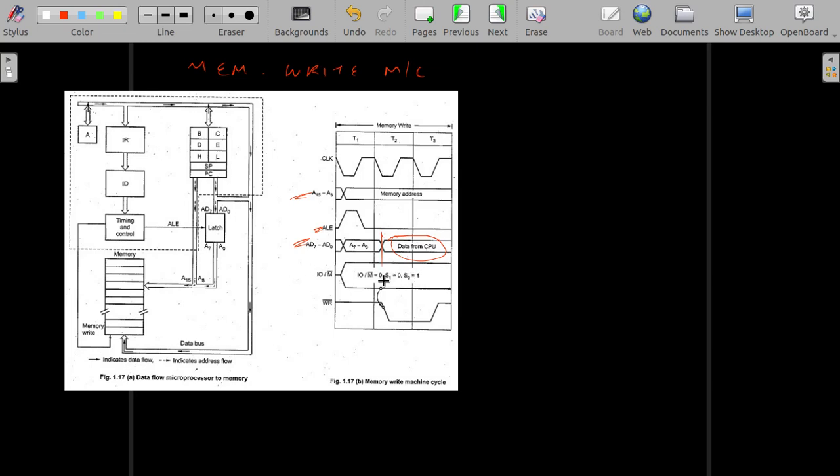Here also take note of how the status signals change, and also that we are using the write bar signal because the read bar signal is irrelevant here. Only the write bar signal is required, and we show how it changes corresponding to the different T states.